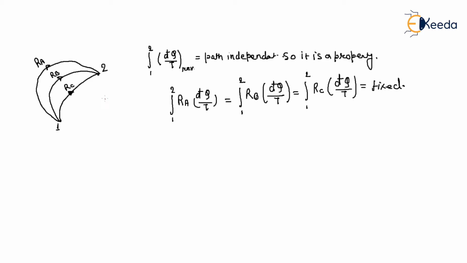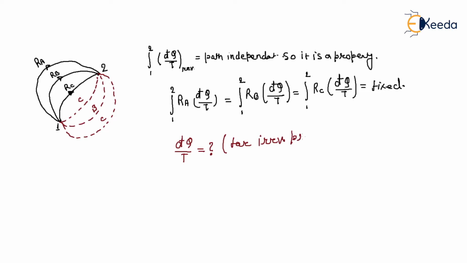Now if we connect these 2 points by a different irreversible path, let this be your irreversible path A, again an irreversible path B, again an irreversible path C. So the question is, what is the quantity dq by T for a reversible process and for an irreversible process? What is it for an irreversible process?